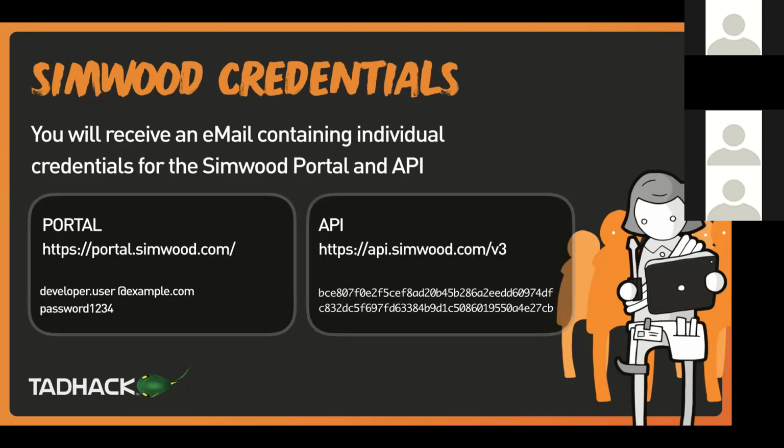You'll get an email with credentials. There are two, one for the portal, one for the API. They're different. The portal uses your email address as a username, and the password's automatically generated and won't be password1234. The API uses two long hashes. One is the username, one is the password. Obviously, the API credentials don't work for the portal and vice versa.